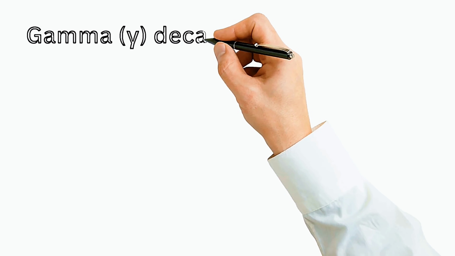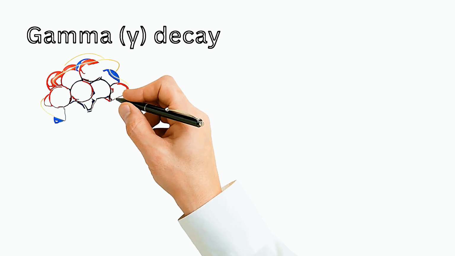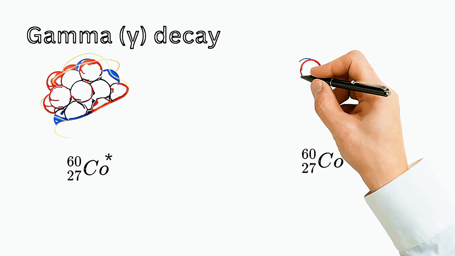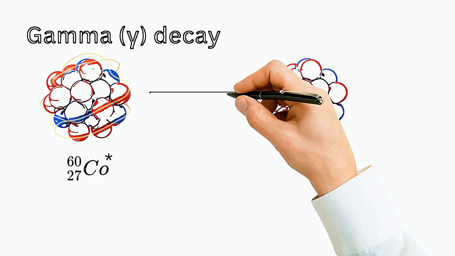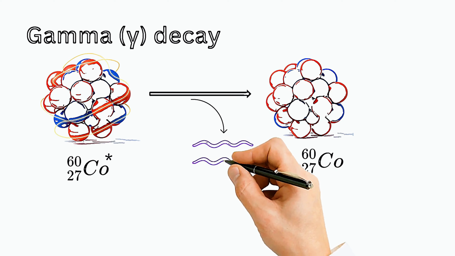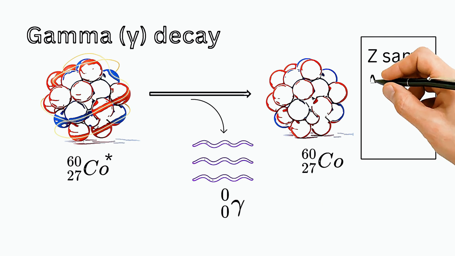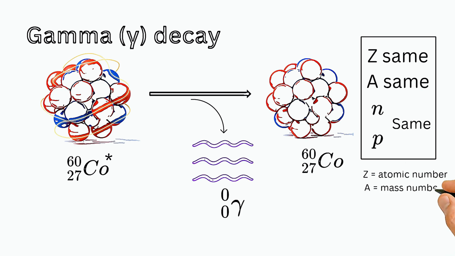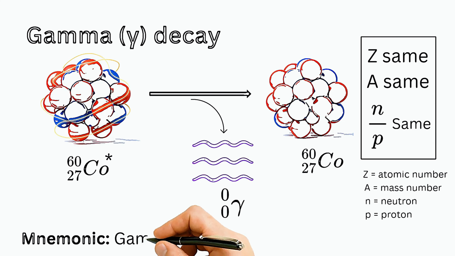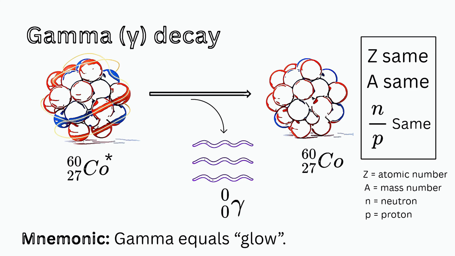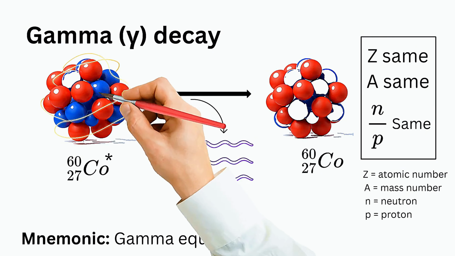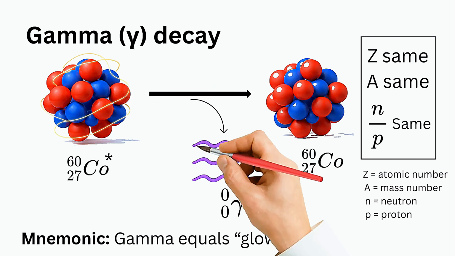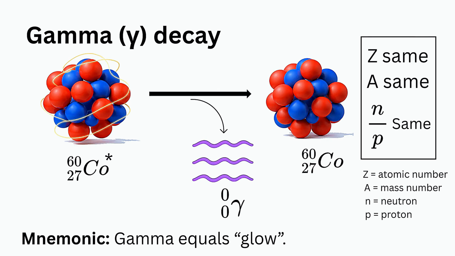Finally, gamma decay. After alpha or beta decay, the nucleus may be in an excited state. Gamma decay occurs when it releases excess energy as a gamma photon, high-energy electromagnetic radiation, without changing the number of protons or neutrons. Cobalt-60 emits gamma radiation as it moves from an excited state to a stable state. Mnemonic: gamma equals glow. Only energy is released, no particles are lost.